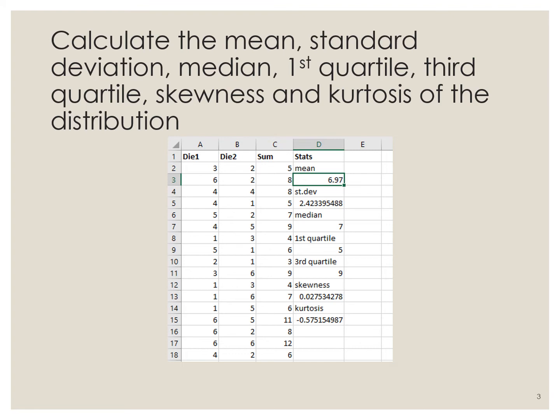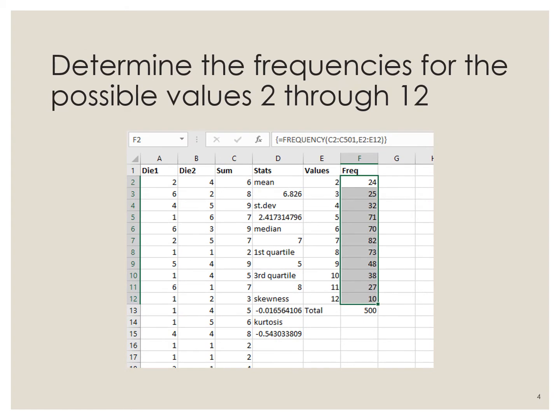This is a distribution, and so then we can do our usual statistics on the distribution. So we can calculate the mean, the standard deviation, the median, the first quartile, the third quartile, the skewness, and the kurtosis. We can also use the frequency formula and find out how many times each of the possible values arose. So the possible values are 2, for the lowest possible value was 2 when we rolled 2 1s, and the highest was 12 when we rolled 2 6s, and all the numbers in between were possible.